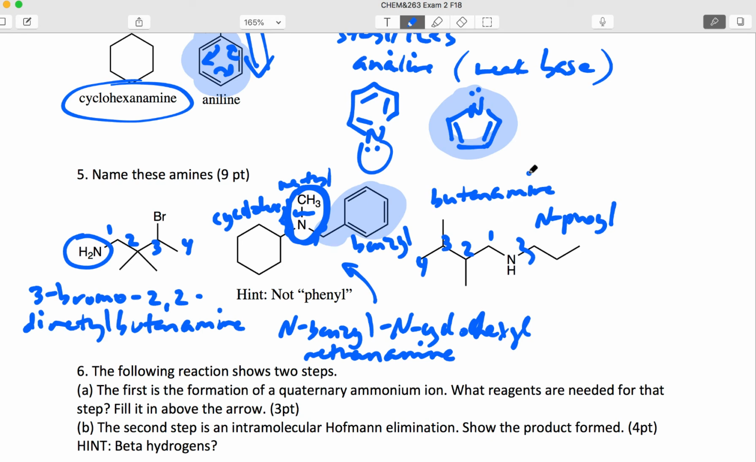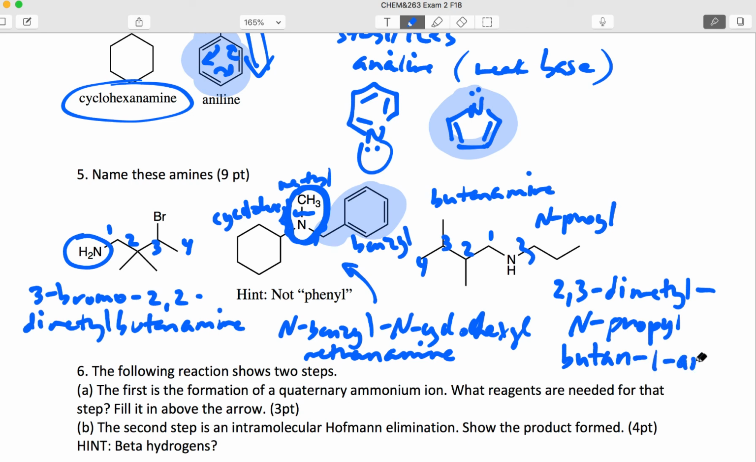Now my branches are 2,3-dimethyl, so M versus P, M comes first. So 2,3-dimethyl, and then to specify the propyl group is on the N, we have to say N-propyl. So some of you forgot the N. And then we can tack on butanamine. Now you could say butan-1-amine, but if you left it out, that's okay because it's on the first carbon.